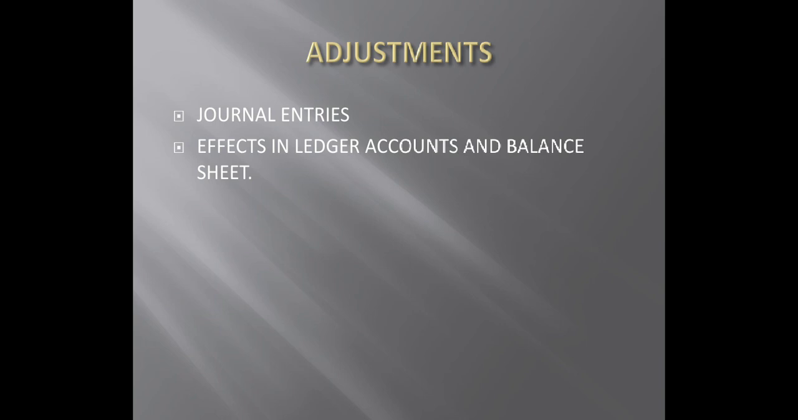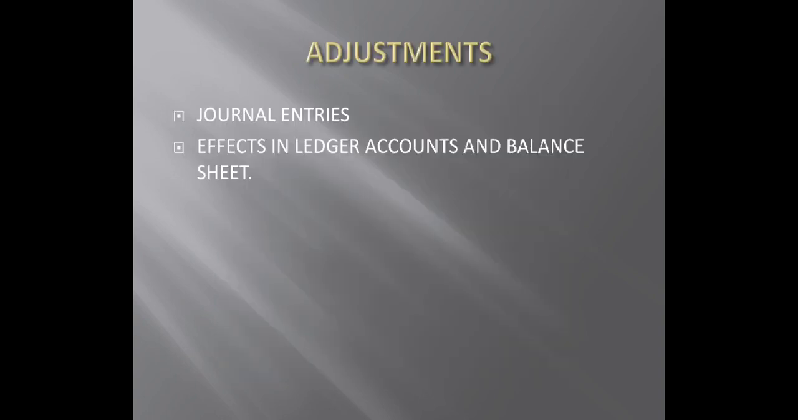The adjustments are given below the sum, I mean below the old balance sheet. This one, page number 227, and if you turn this page in your textbook, there are several adjustments which we are going to learn today. We are going to write the journal entries related to these adjustments, and we are also going to understand what their effects are in the ledger accounts and balance sheet.